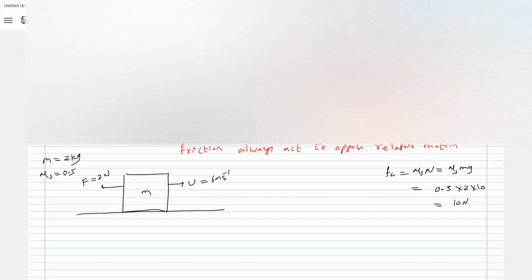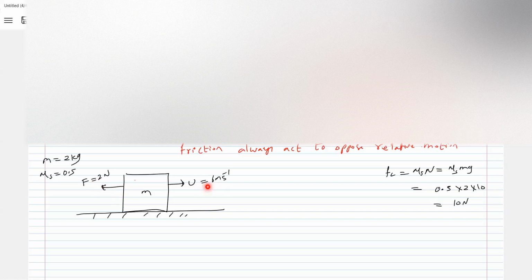Anybody, what direction should the friction act? Velocity is there and also applied force. The applied force is less than limiting friction. Look at the applied force. What is the limiting friction? I calculated here. How much did we get? 10 Newton. So look at the applied force. Applied force less than limiting. So friction acting should be static or kinetic? Static according to the definition.